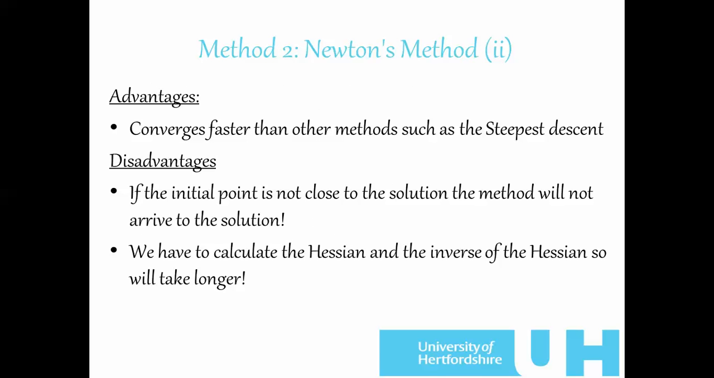An advantage of Newton's method is that it converges faster than the method of steepest descent. This is because steepest descent can be thought of as an approximation of Newton's method. The disadvantage is that if the initial point is not close to the solution, the method will not arrive at the solution. So we have to be close to the minimum before we can start the method. A second disadvantage is that we have to calculate the Hessian and the inverse of the Hessian, so it will take longer with hand calculations.